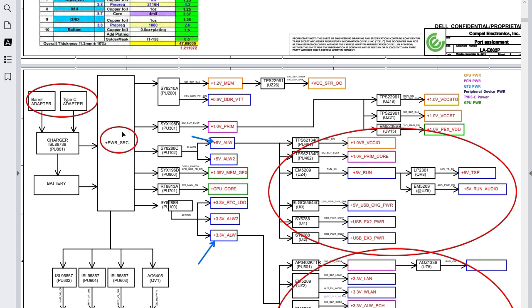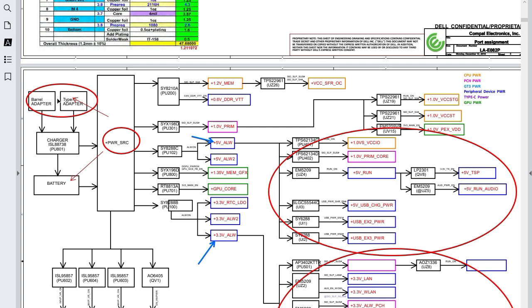Okay. So we can get this voltage from the adapter, or from the battery, because we have two types of source. We can use adapter or battery. And of course here we have the charger or the charge IC. We have the charger, its reference is ISL 88738. Okay, so this is the control IC.